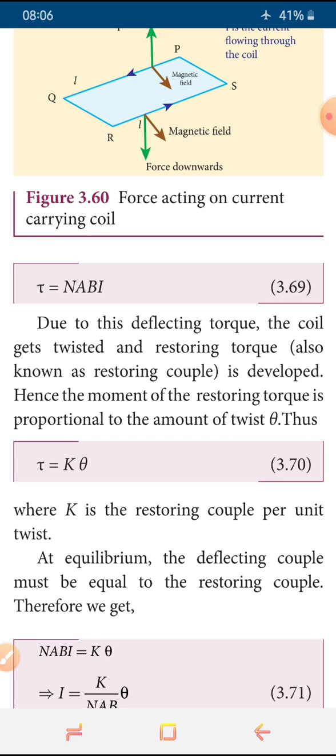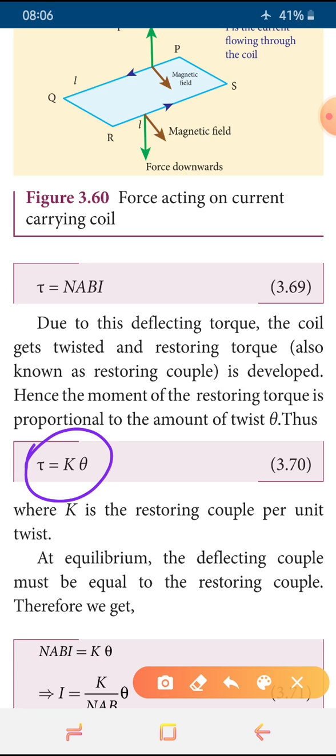Then we can write the formula. We directly use it now; just remember it for now. In future, in higher studies, you will study the explanation. Then torque is equal to K theta. K is a constant here, and K is nothing but the restoring constant per unit twist.